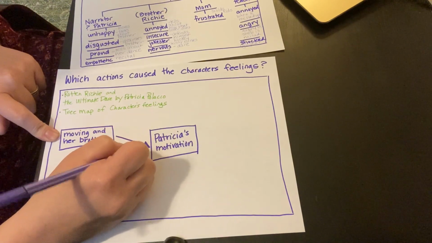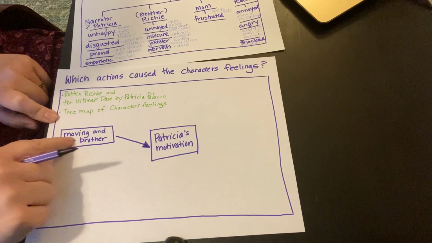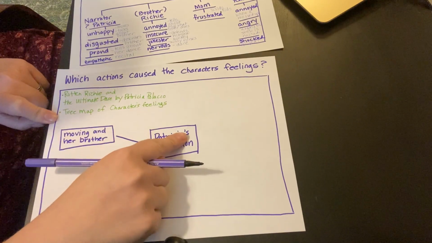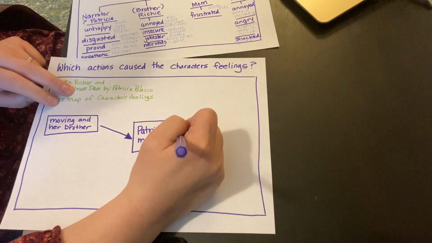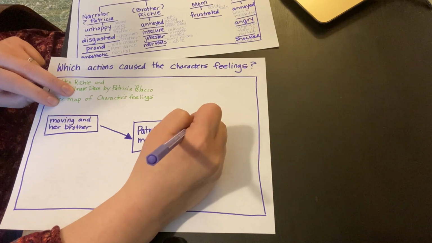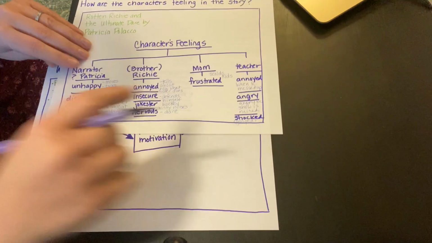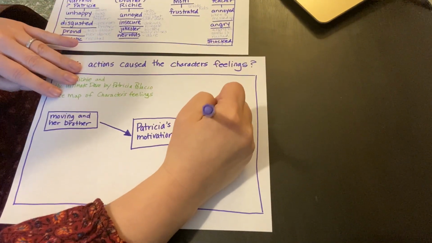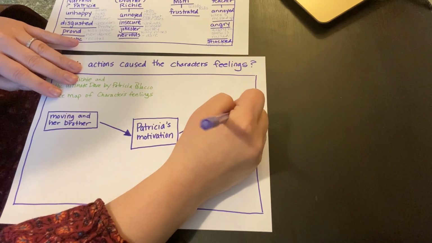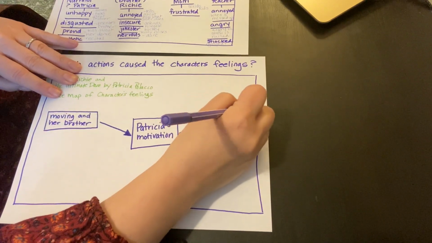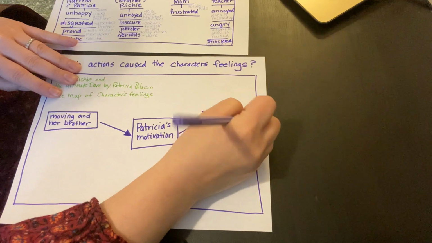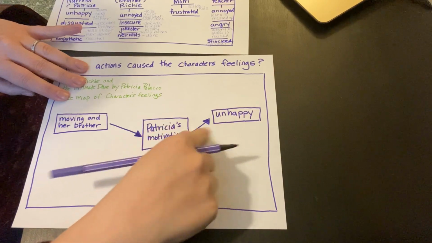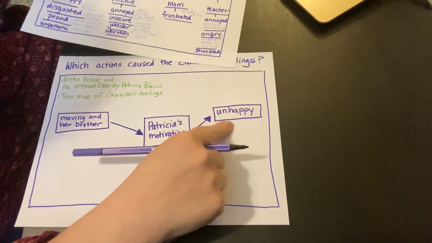I like to put my arrow like a little triangle, just like that. So moving and talking about her brother is motivating Patricia to feel a certain way. And what comes right out here is her feeling. And I wrote here that when she moves and talks about her brother, she feels unhappy. So that's the effect. The cause of her feeling unhappy is talking about moving and her brother. And the effect, the motivation for how she behaves, is her being unhappy.